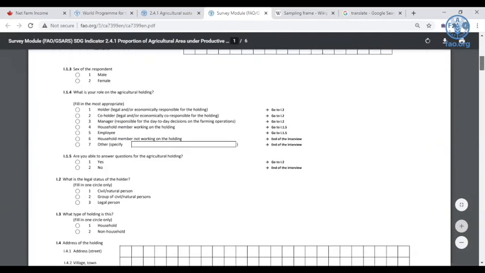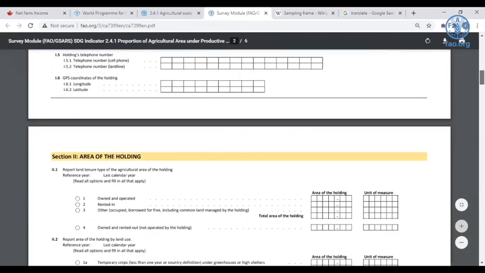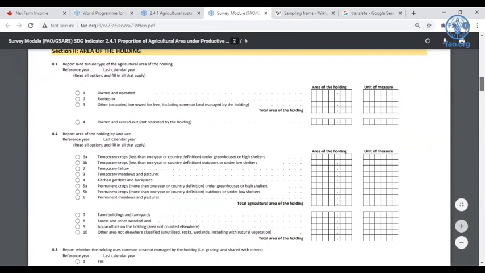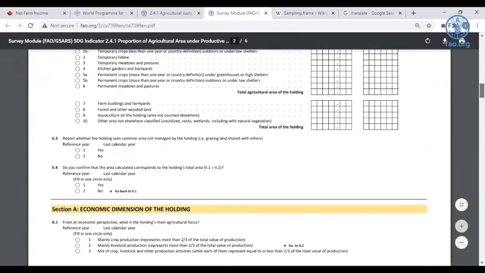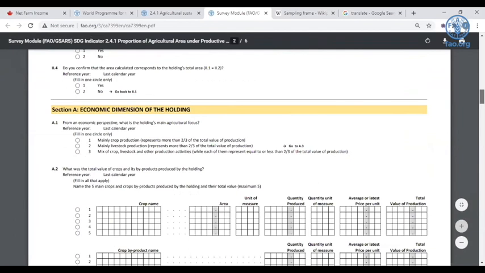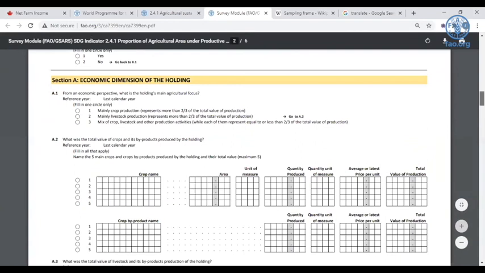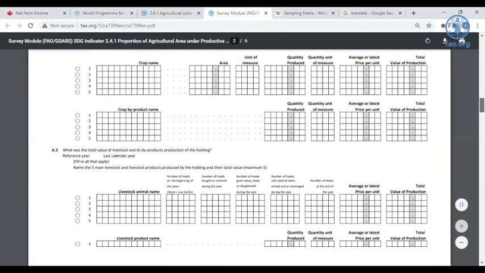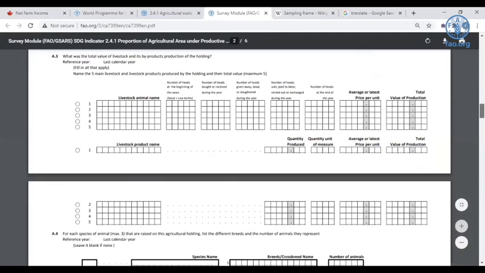So all the information about the identification of the holding, then the area of the holding, which we spoke about, land tenure, land use, common land, etc. Then economic dimension of the holding. So this section will help you collect information on the three indicators in the economic dimension. And mind you, with this survey questionnaire, you have all the supporting material, which I talked about: enumerator manual, calculation procedure, sampling guidance, etc. So all this is linked to that.